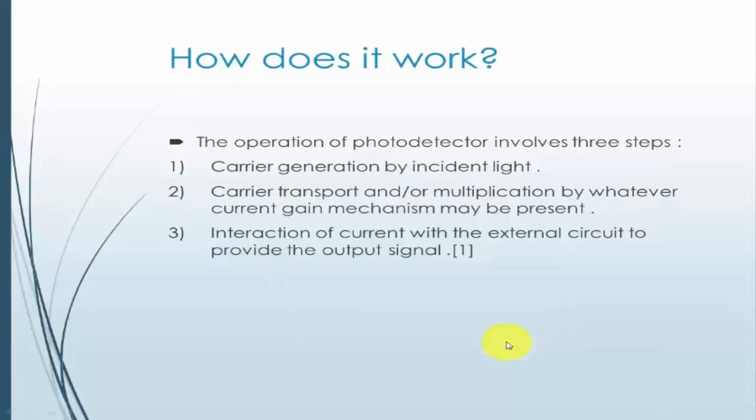So how does the photodetector work? The operation of a photodetector, speaking generally, involves three steps: carrier generation by incident light, carrier transport and or multiplication by whatever current gain mechanism may be present, and interaction of current with the external circuit to provide the output signal. And we'll talk about this in more detail when we talk about each type of photodetector.